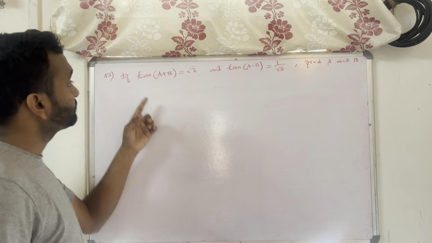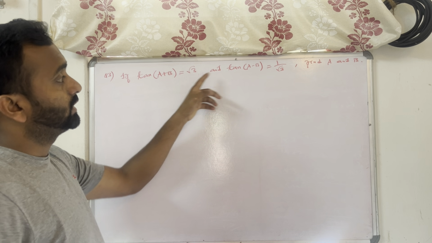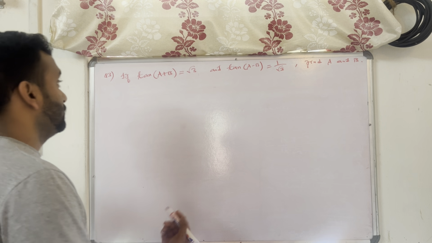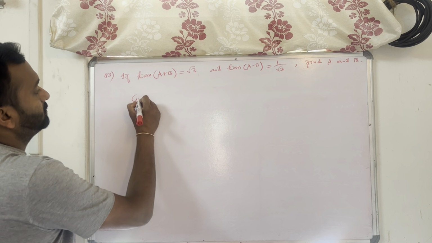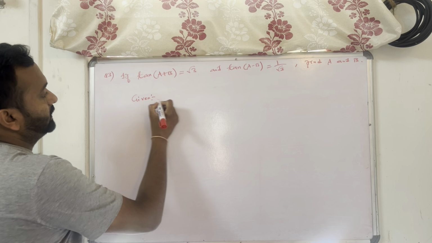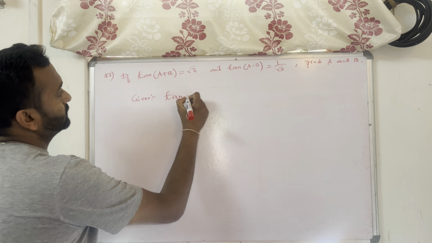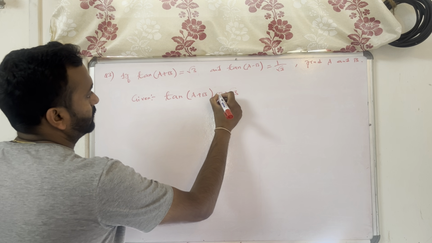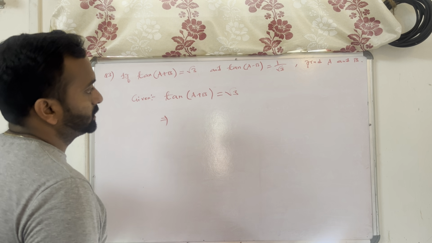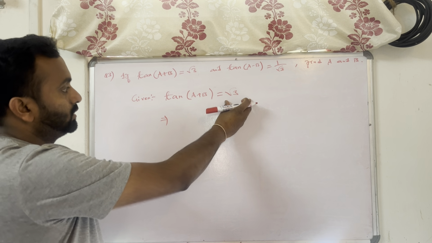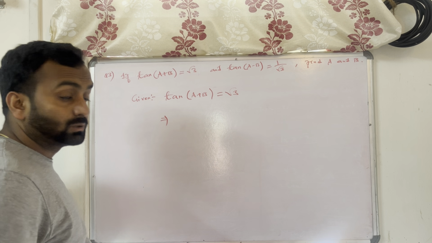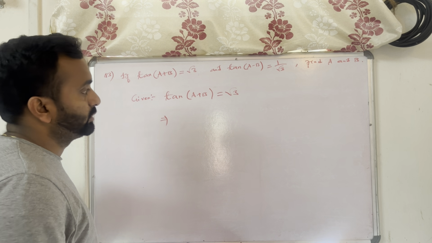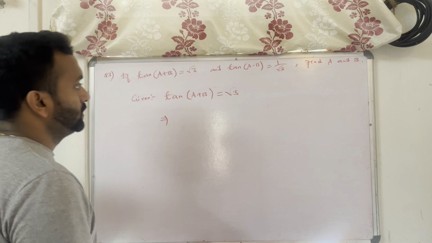Given tan(a plus b) is root 3 and tan(a minus b) is 1 by root 3, we have to get the value of a and b. So this is also a very simple problem. Let's start by writing the stuff which is given. So tan(a plus b) is given as root 3. Tell me, dear students, what angle's tan value will be root 3? Actually, tan 60 I made you memorize, yes or no? So tan 60 will give you root 3.